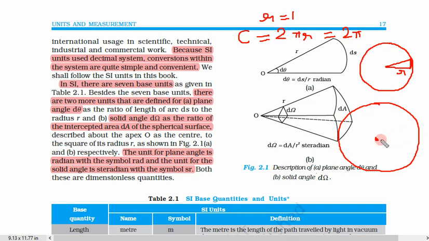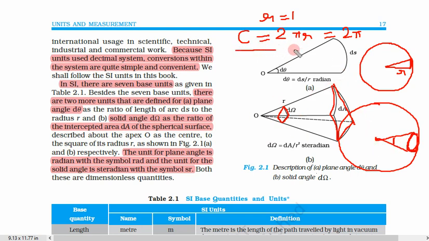Now let us see what is the case of this sphere. A sphere is in 3D. So let us make a cone type of structure. This is a cone because it is a 3D structure. This cone is also making some angle on the sphere. So this is the angle. But how can we measure this angle? There is a way.